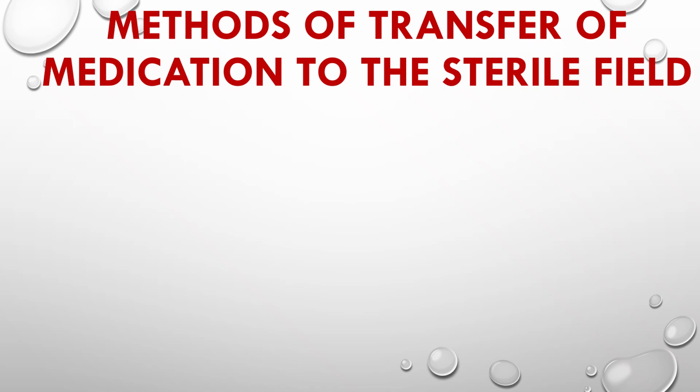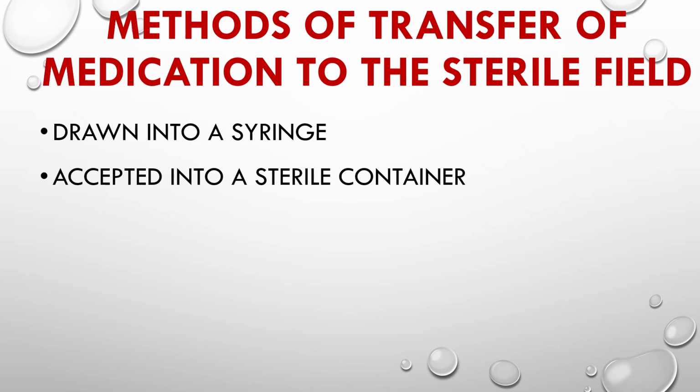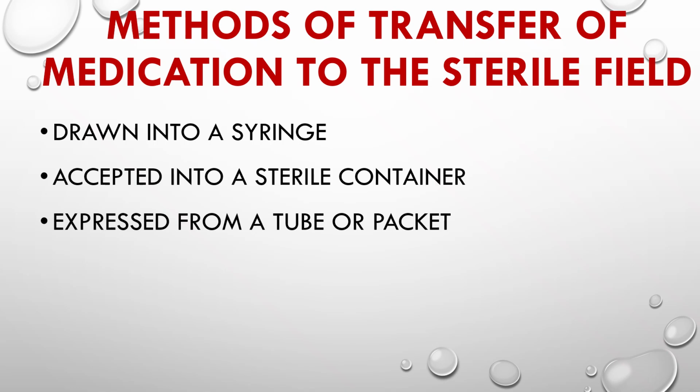There are 3 different ways of transferring that medication to the sterile field. One is using a syringe, drawing it from a vial and then giving it to the surgical tech that then administers it. It can be accepted into a sterile container, so that sterile container is placed in the sterile area, and then other contents can be poured into it. And then expressed from the tube or packet, so again, these have solids or semi-solids in them that need to be removed. The surge tech is removing the outer covering from those tablets or capsules that can then be placed in the hand of that non-sterile individual.